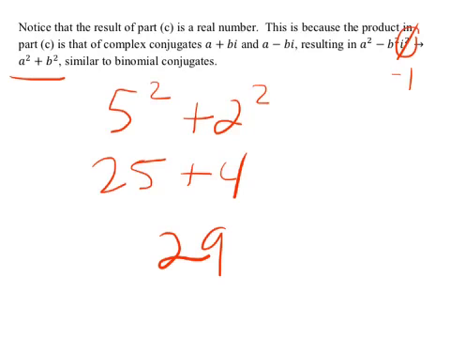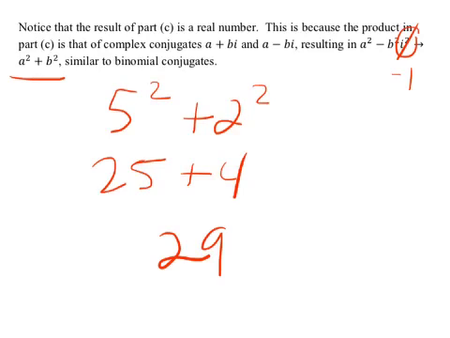So whenever you have complex conjugates, just look at a squared plus b squared as your answer, as opposed to a squared minus b squared. Remember, a squared minus b squared was our example with difference of squares in binomial radical expressions. But because we have the i squared, the negative b squared becomes a positive b squared in this case. So it doesn't really look like difference of squares, even though it is.